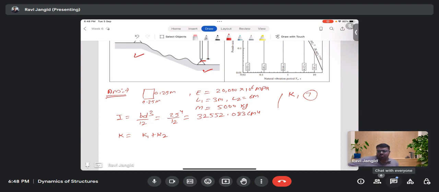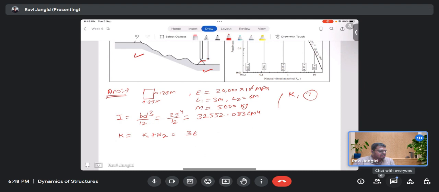It is 813.80 kilonewton per meter. 813.801 kilonewton per meter. Yes, correct. Anyone else?